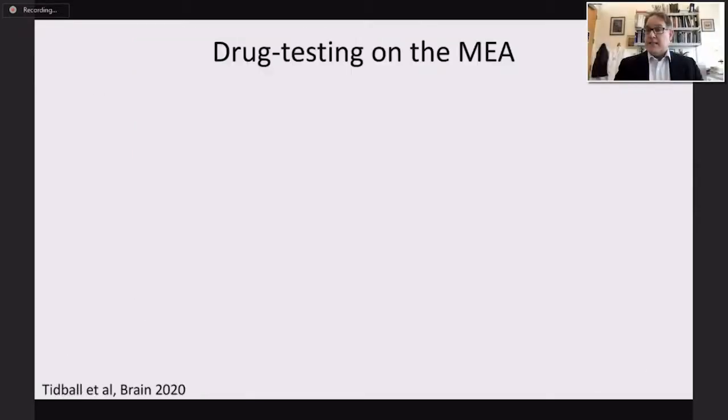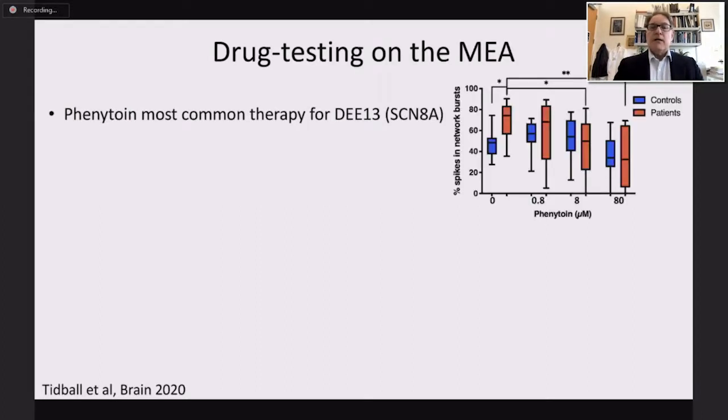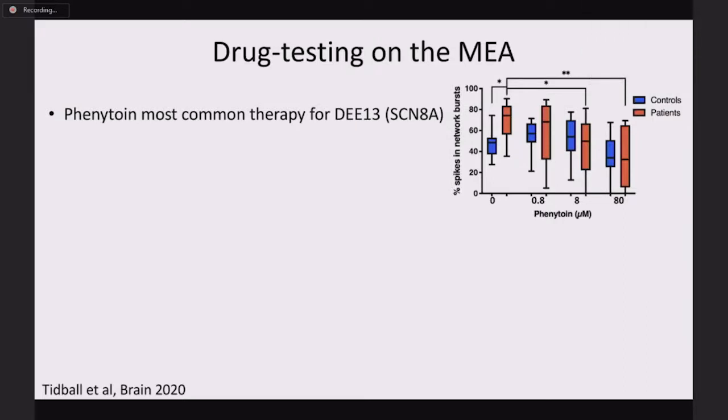And for SCN8A developmental and epileptic encephalopathy, phenytoin is the most commonly prescribed drug. High doses work, and we show here without drug at 0 compared to the control, the patient has more spiking in network bursts, but with increasing concentrations up to 80 micromolar of phenytoin, the patient level of spiking is normalized and is equivalent to the control.